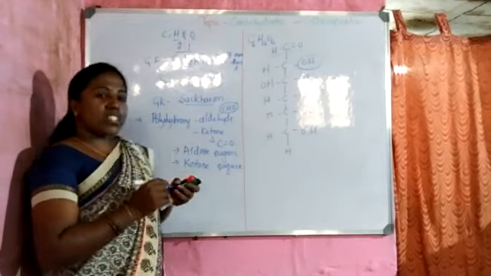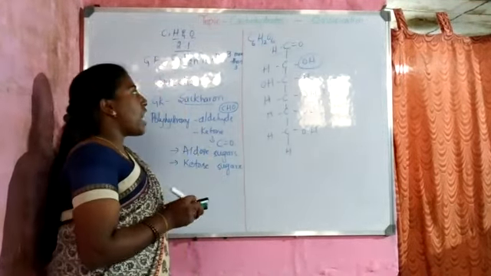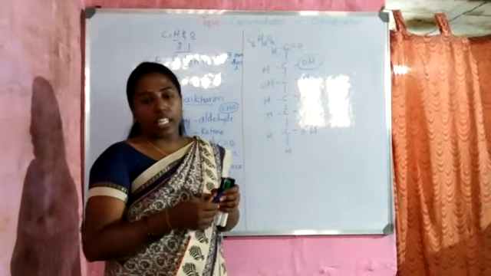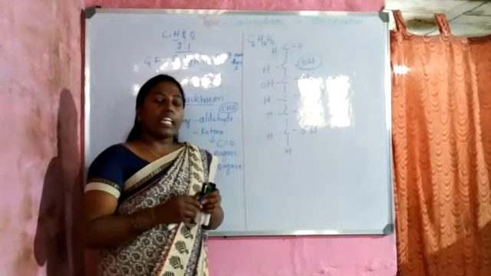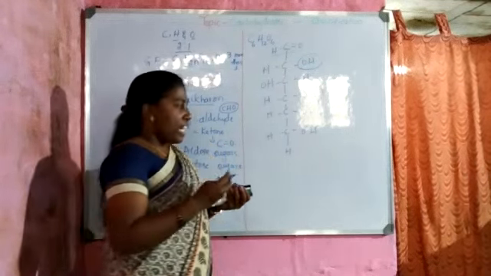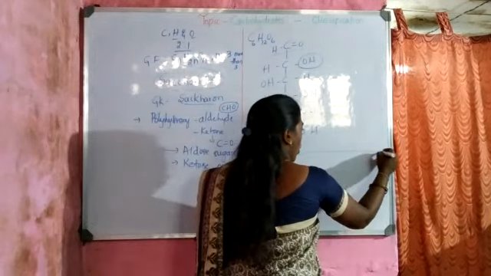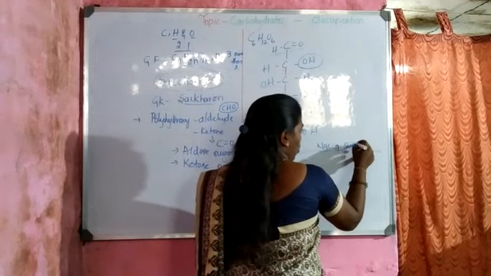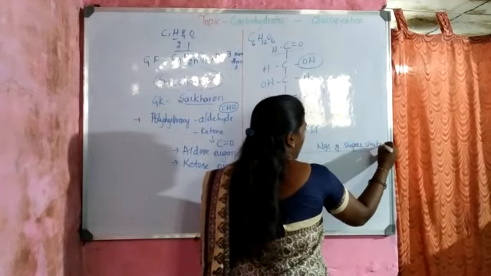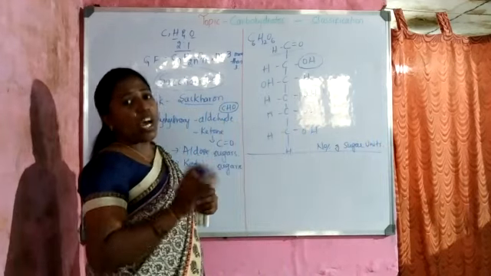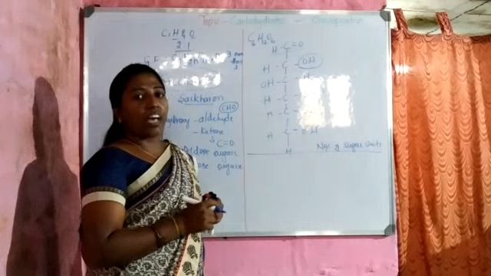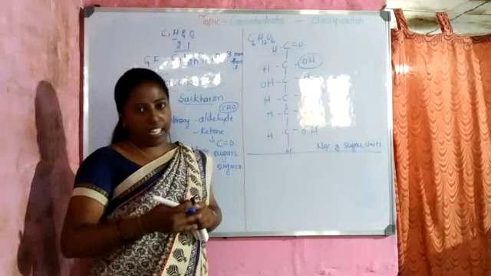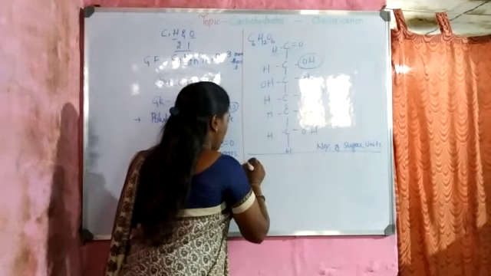So let us discuss the classification of carbohydrates. The classification is based on the number of monomers, or the number of sugar units. Based on the number of sugar units, I can classify carbohydrates into three major groups. They are monosaccharides, oligosaccharides and polysaccharides.